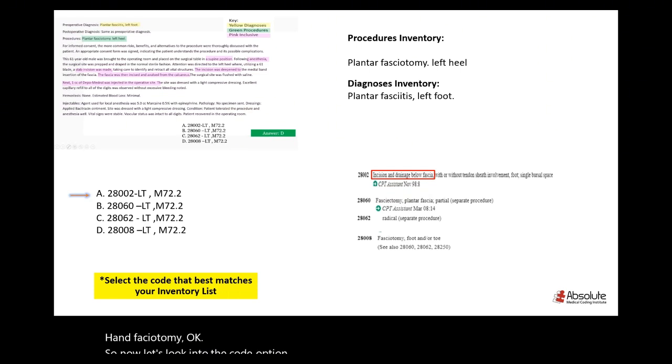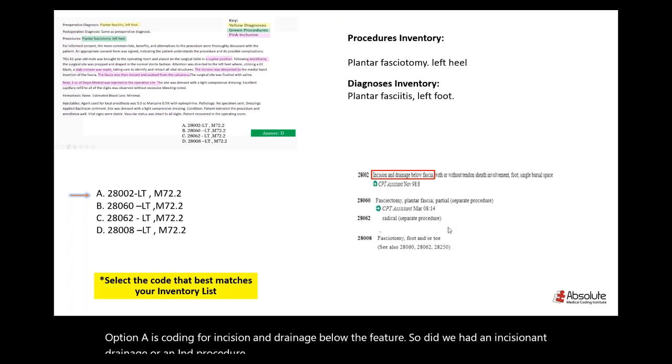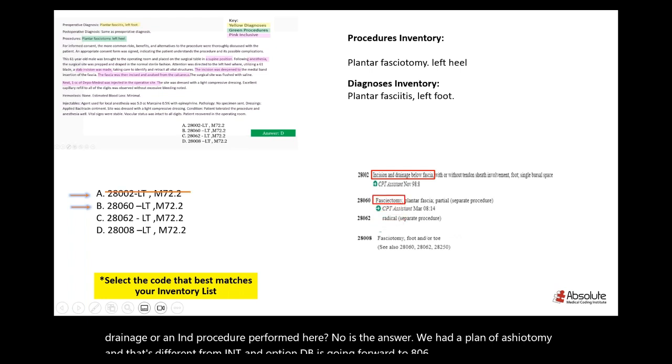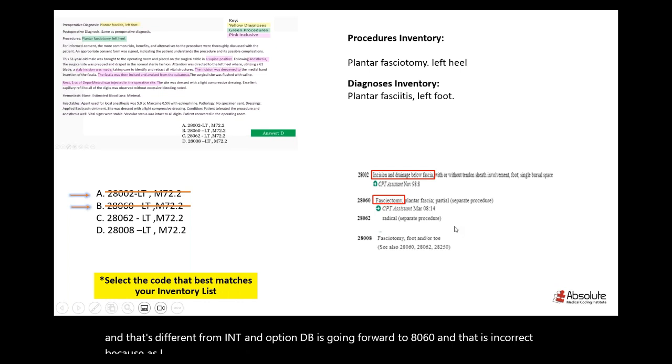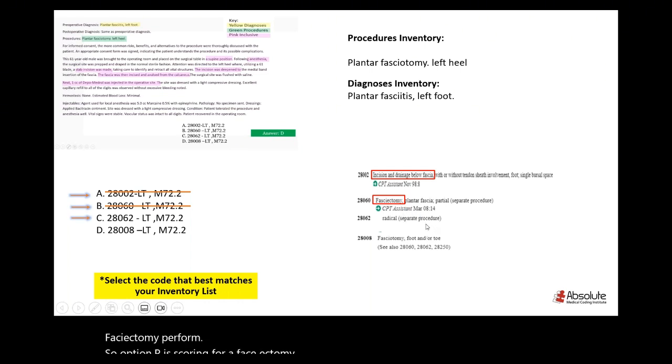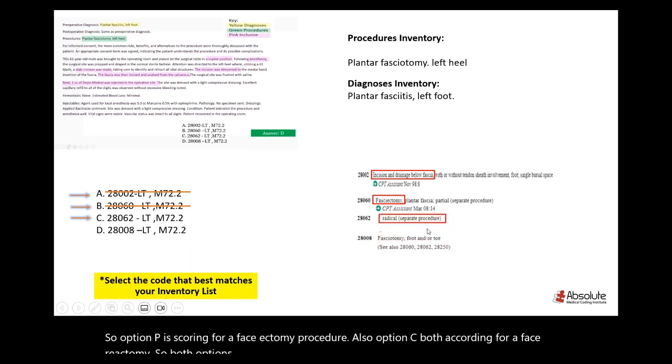Option A, 28002, is wrong because option A is coding for incision and drainage below the fascia. Did we have an incision and drainage, or I&D, procedure performed here? No is the answer. We had a plantar fasciotomy, and that's different from I&D. Option B is coding for 28060, and that is incorrect because, as I said, we had a plantar fasciotomy and not a fasciectomy performed. So option B is coding for a fasciectomy procedure. Also option C is coding for a fasciectomy. So both option B and option C are incorrect.